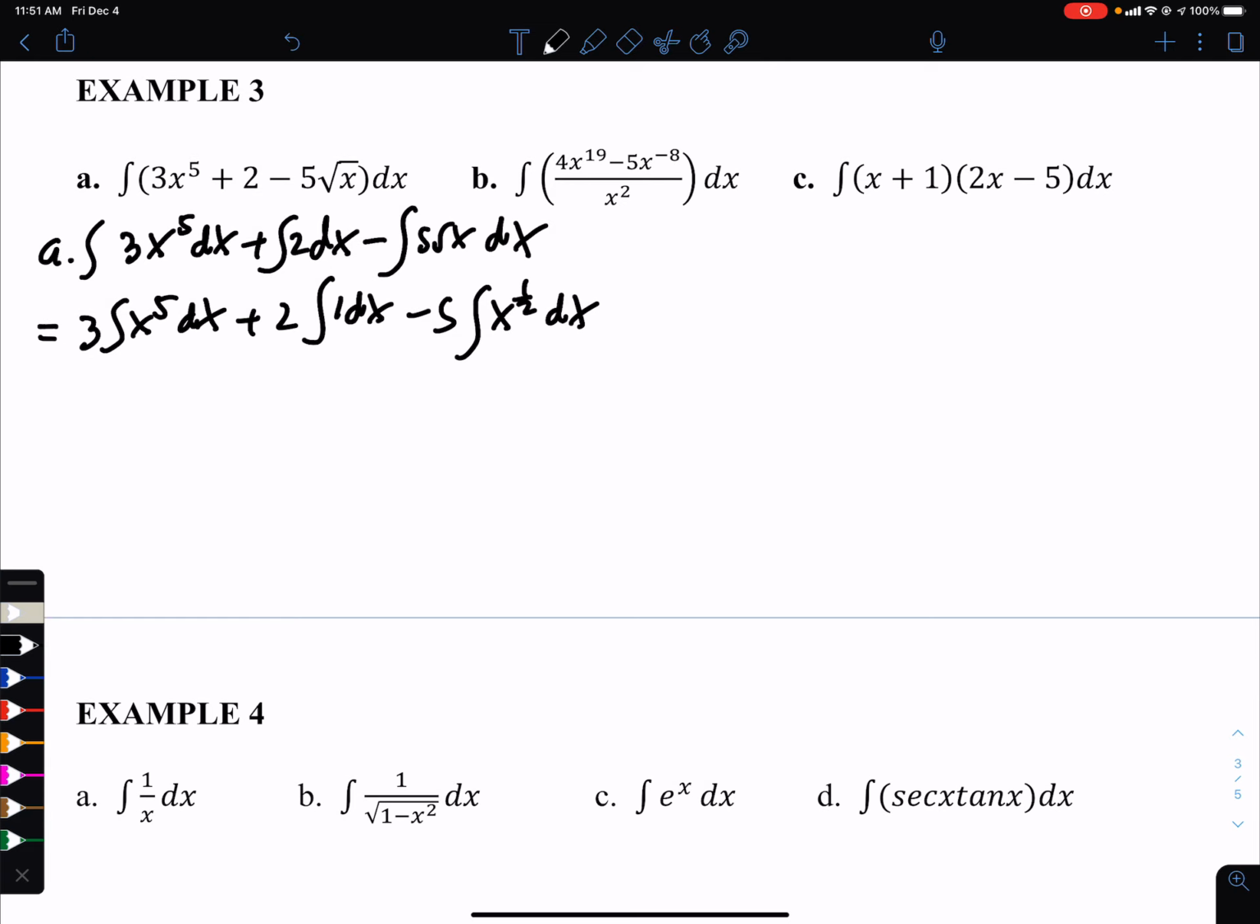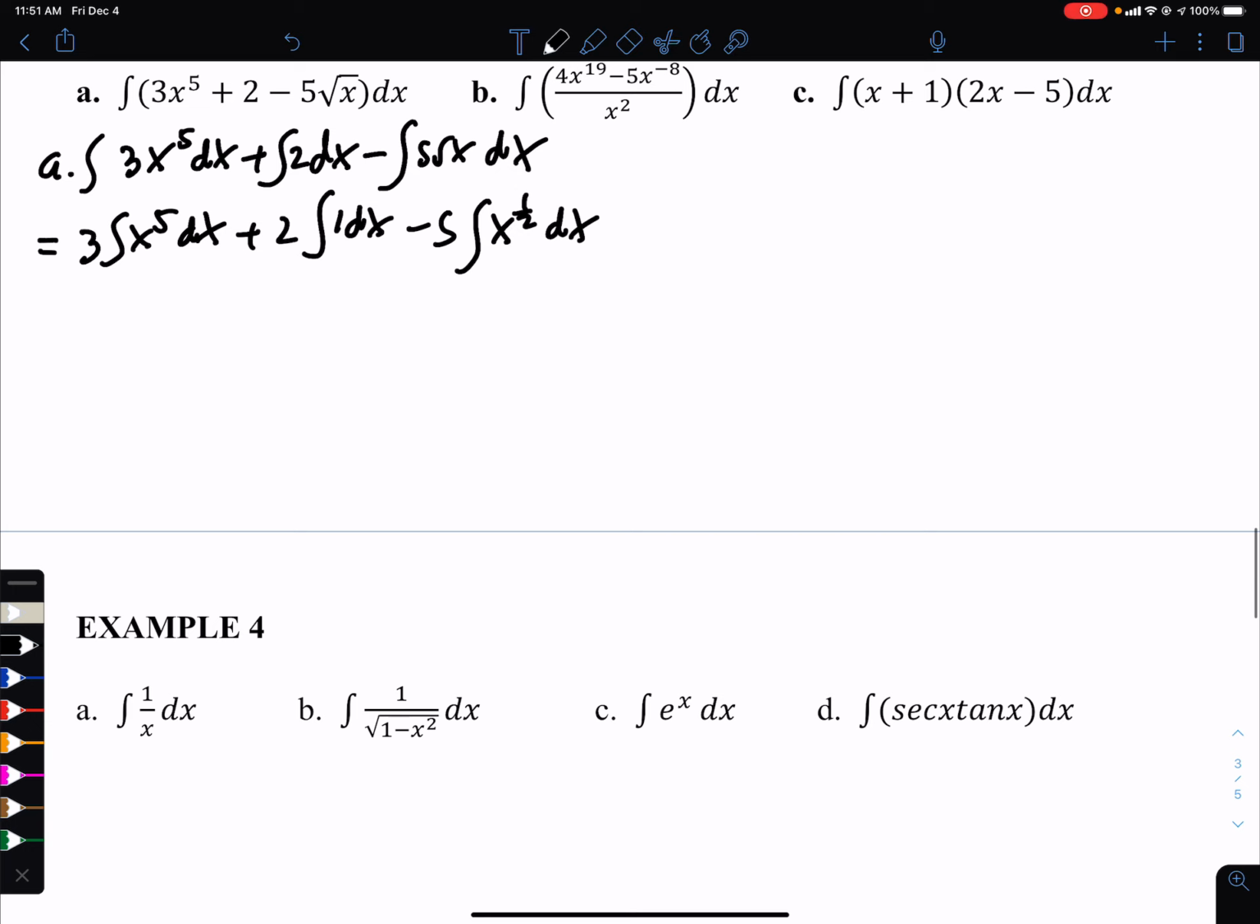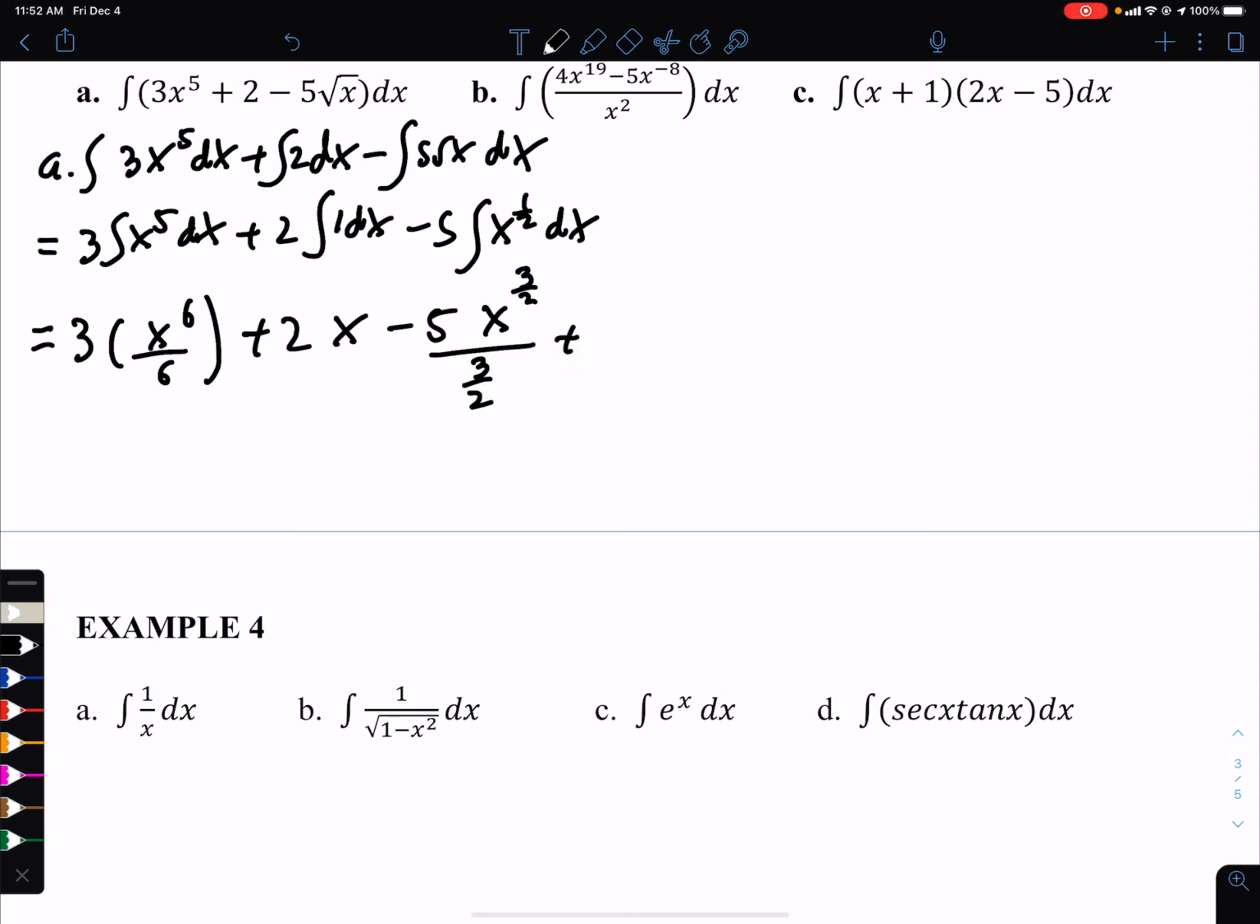Okay, now I just use the power rule to find the final answer. So it's 3. I add 1 to the exponent and I divide by that. 2. The antiderivative of 1 is x. And x to the 1/2, I add 1 to the exponent, so it's 3/2, and I divide by that. And if I simplify this, I get x to the 6/2 plus 2x. And then I multiply by the reciprocal. So it's going to be times 2/3. So it's going to be minus 10x to the 3/2 over 3 plus c. So that's how you do the antiderivative of A using all the rules.